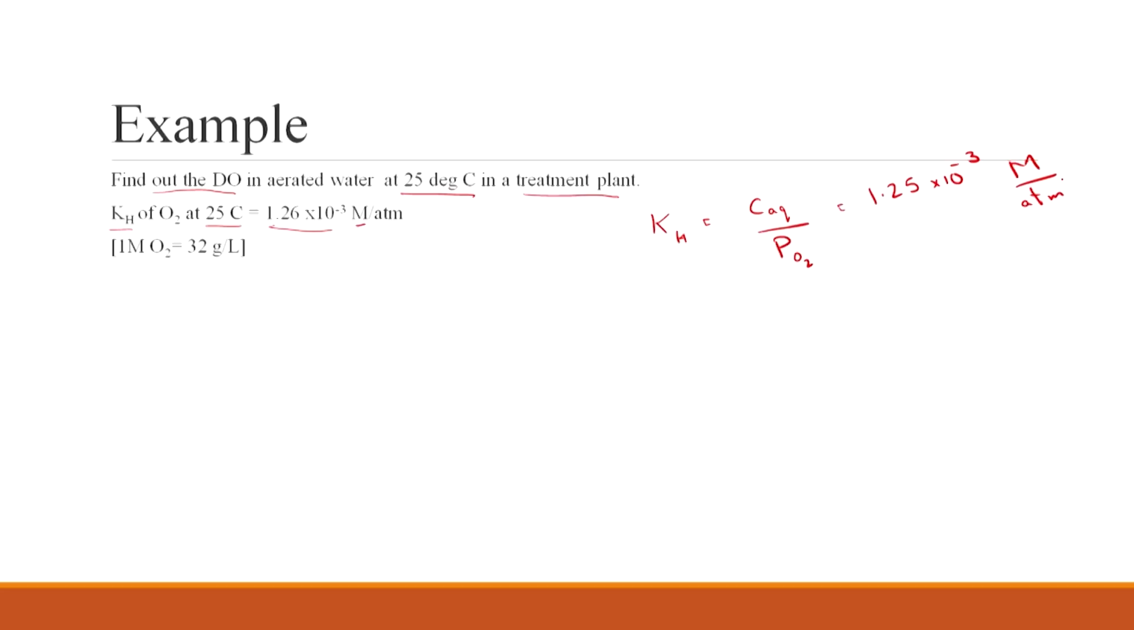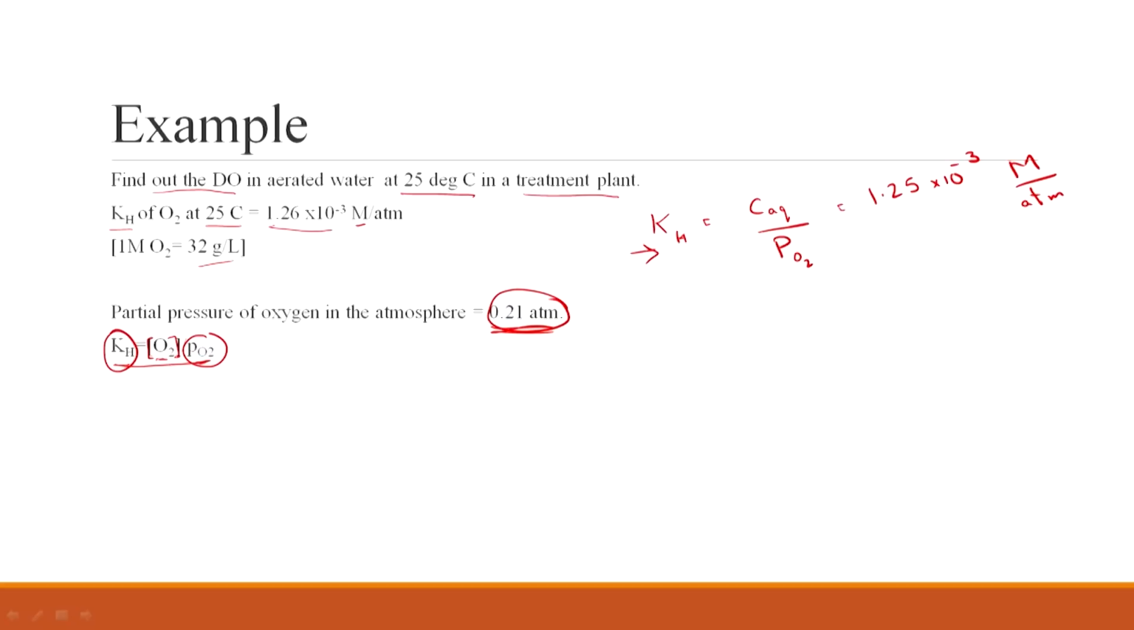So, let us see how we are going to go about it. The partial pressure of oxygen in the atmosphere is approximately 0.21 atmospheres, and as we just looked at, the relationship is kH equal to the concentration of oxygen in the aqueous phase by the partial pressure of oxygen. We have the partial pressure of oxygen to be 0.21 atmospheres, and so you can figure out the approximate dissolved oxygen concentration in the treatment plant.